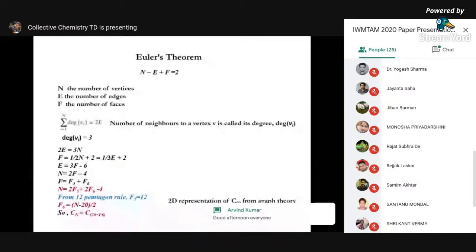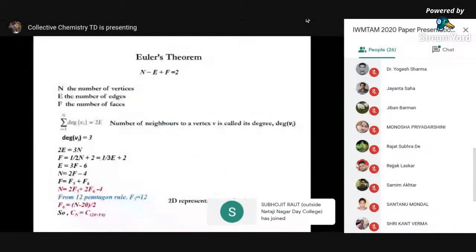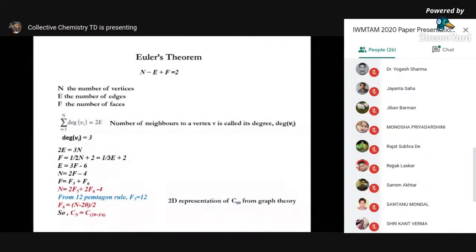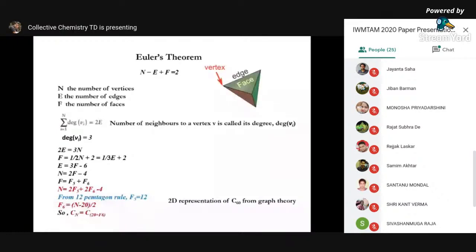From that we can predict the geometry, where we get h6 equals n minus 20 by 2, and from that we can predict that Cn equals C20 plus h6. This is a basic rule to construct the fullerene, and these theorems are very important in different fullerene generator software. And this is the corresponding geometry, the corresponding 2D geometry of the fullerene.